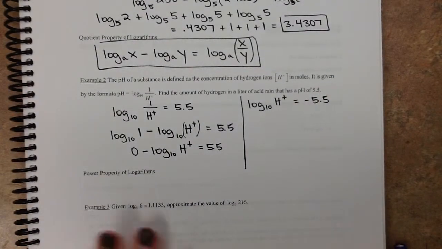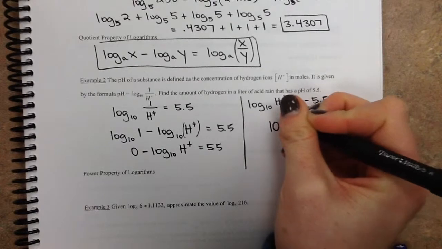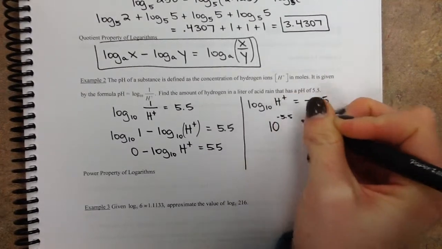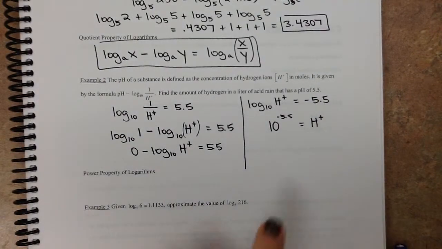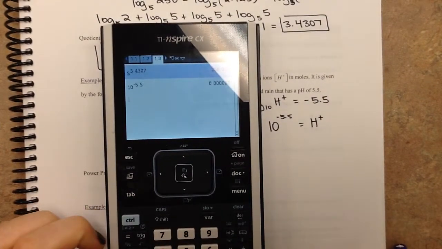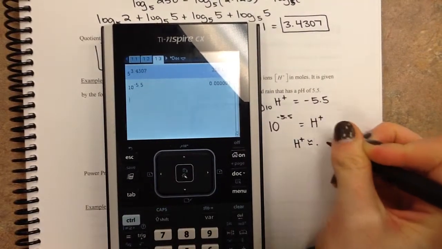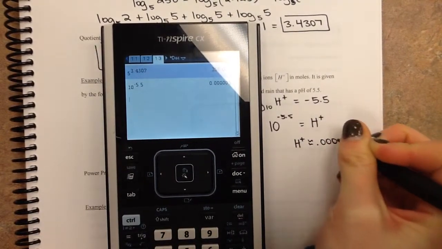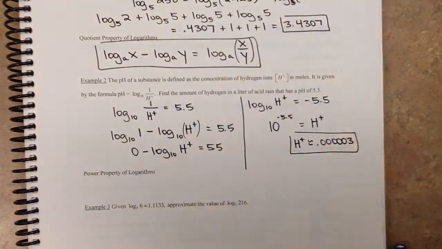And then when we want to get the H plus by itself, we're going to convert this into our exponential form. So we've got 10 raised to the negative 5.5 power, comes out to be the concentration of hydrogen. If I just plug that in, I will end up with the H plus. So 10 raised to the negative 5.5 gives me approximately 0.000003, with 5 zeros before the 3. That would be your final answer.